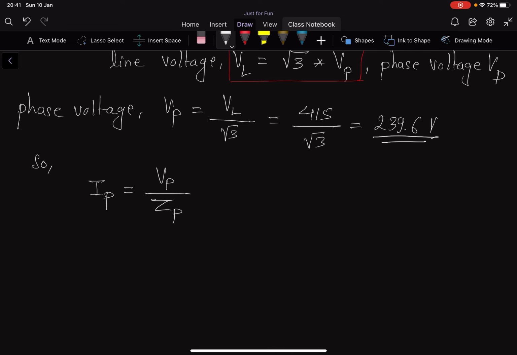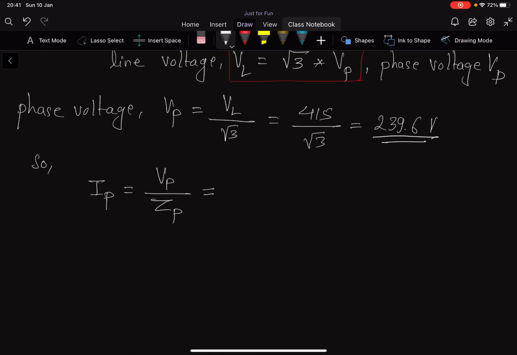Now if you ask me why we use phase values, not line values, the reason we use phase is because we have the information about phase impedance. We don't have the information about line impedance. Since we have the information about phase impedance, we use VP, IP, and that's the reason we always need to calculate phase current and phase voltage first.